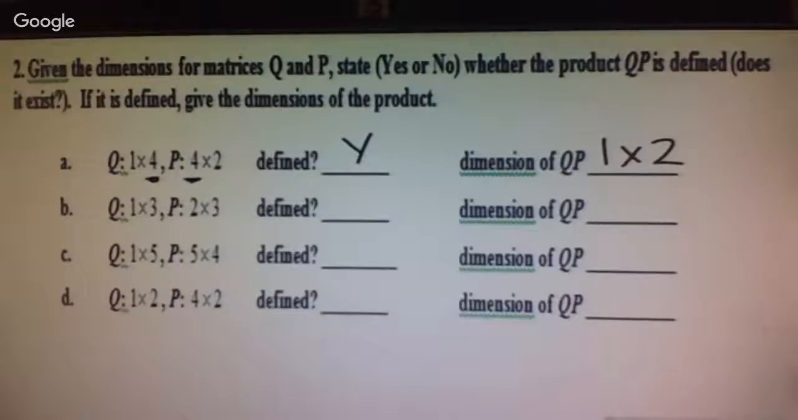Okay, good. So B, I've got a 1 by 3 and a 2 by 3. No, it wouldn't work, because it's a 3 and a 2. Does 3 match 2? No. Okay, I got you. It just clicked. What about a 1 by 5 and a 5 by 4? Yes. What's my final answer going to look like? 1 by 4. And what about a 1 by 2 and a 4 by 2? No. I get it now.